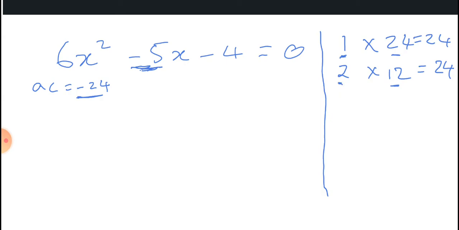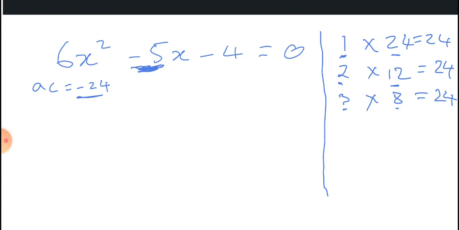Then after 2 is 3. Does 3 go into 24? Yes, it does. How many times? 8 times. 3 times 8 is 24. And does that help us? Well, look, it does, because you can see that 8 take away 3 is 5. So we're now getting close to the factors we're looking for. We're going to use that pair, 3 times 8.